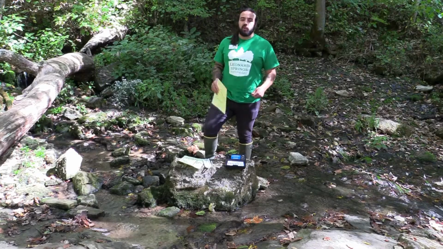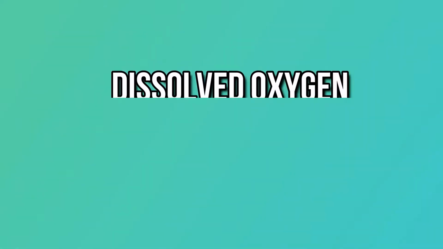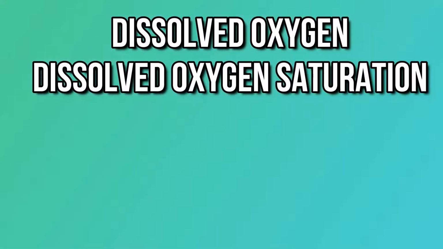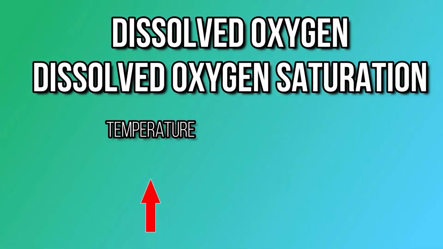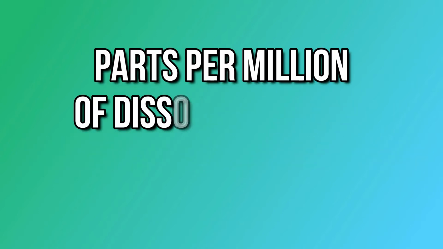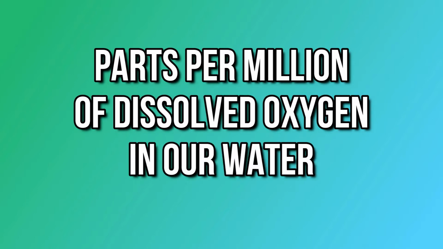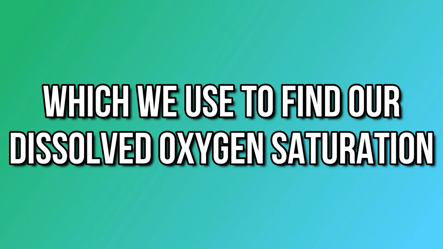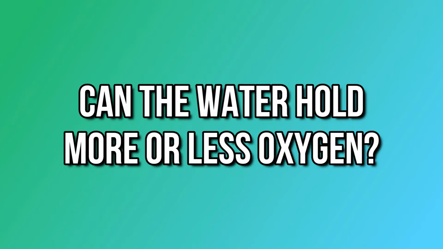For the final chemical test, we're going to move on to dissolved oxygen and dissolved oxygen saturation. As we talked about, as temperature increases, oxygen levels in the water decrease, and then we might see a decrease of specific macroinvertebrates and other vertebrates and non-vertebrates that we are using to determine stream health. So we can actually test for this. We can find out how many parts per million of oxygen there is in this water. Then we use that number to figure out our saturation. So what is this water's potential to hold more oxygen or less oxygen?